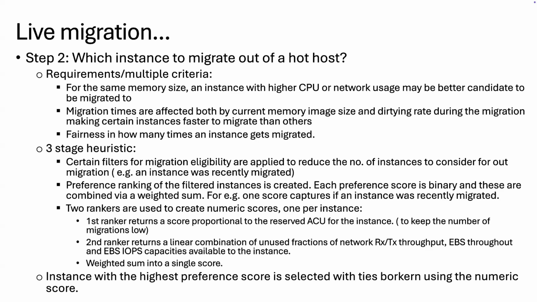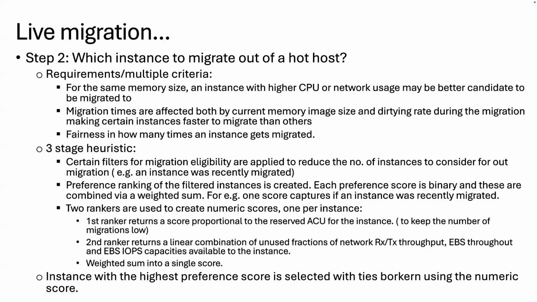These preference scores are combined via a weighted sum. For example, one score can capture whether an instance was recently migrated or not. That's how they determine the preference ranking of all the filtered instances.